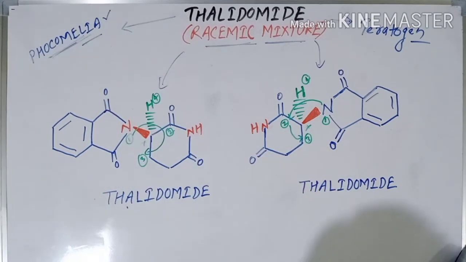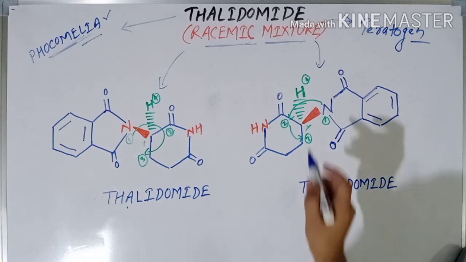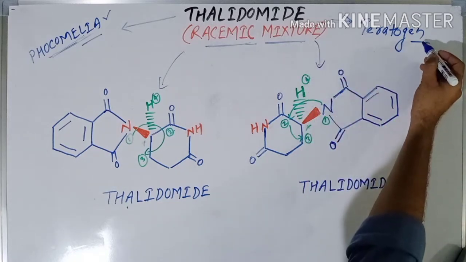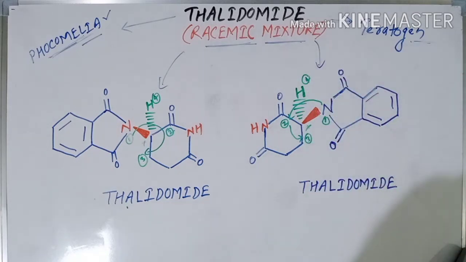Phocomelia is a birth defect in which newborn babies are born with their limbs missing, meaning both hind limbs and forelimbs are missing in the newborn. That's why thalidomide is also known as a teratogen. Teratogen means an agent which causes deformation or birth defect in the newborn.